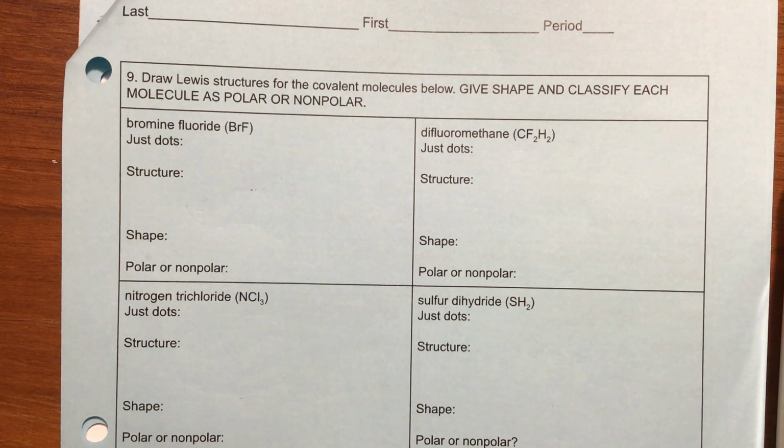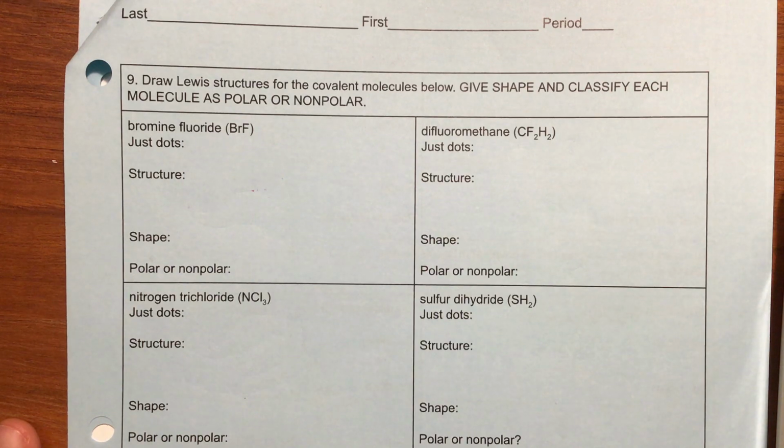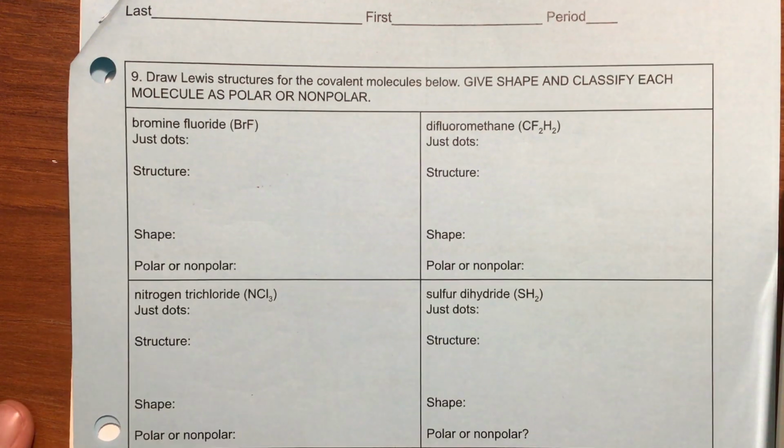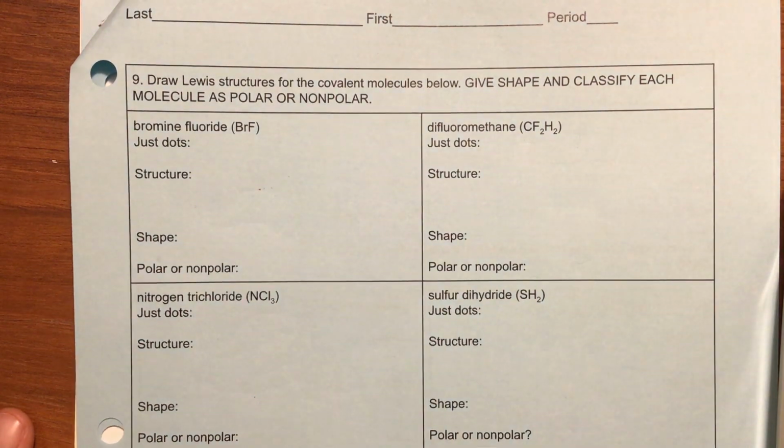So we're going to be drawing structures for covalent molecules. Covalent molecules are created when two atoms get together and share electrons to form a bond. So it's different from ionic molecules or ionic compounds, where they transfer an electron from one atom to another. Here they're going to be sharing electrons.